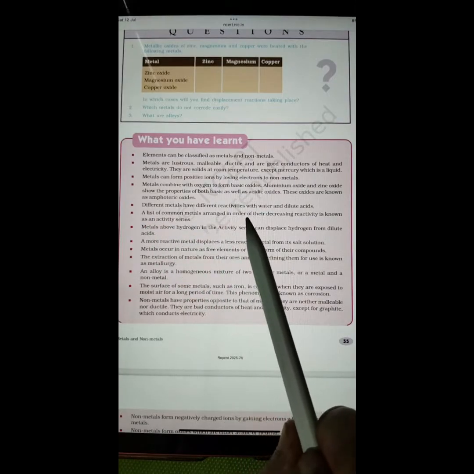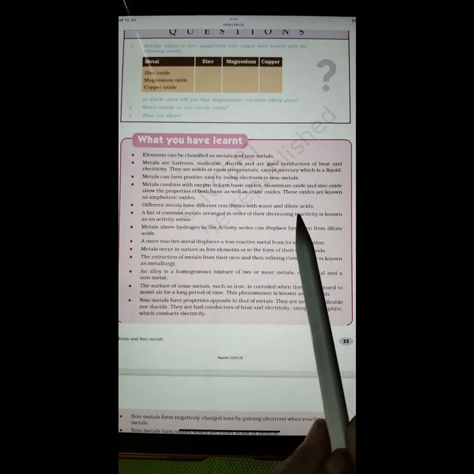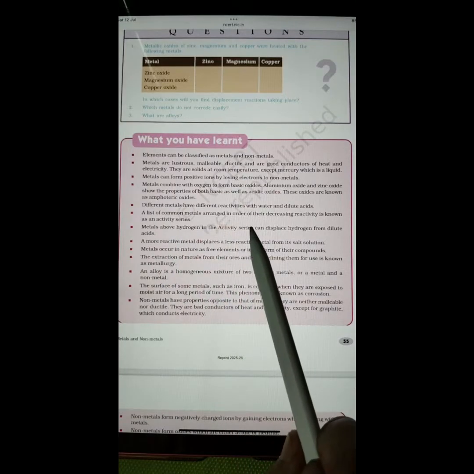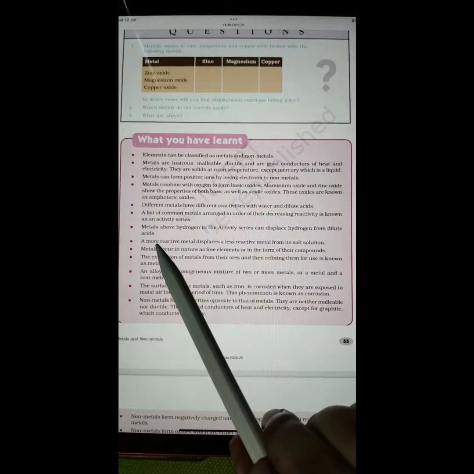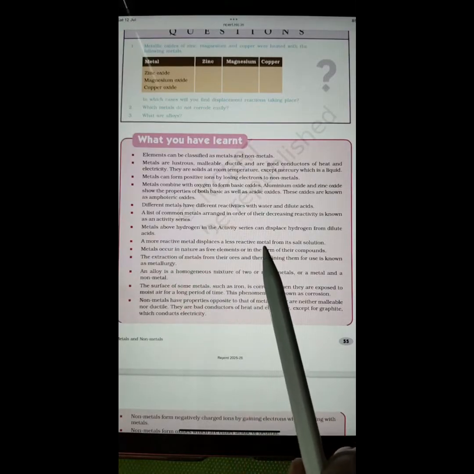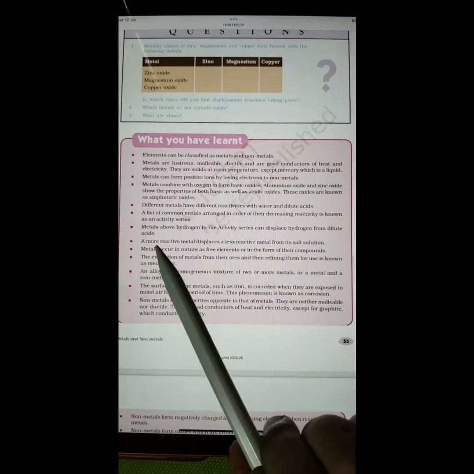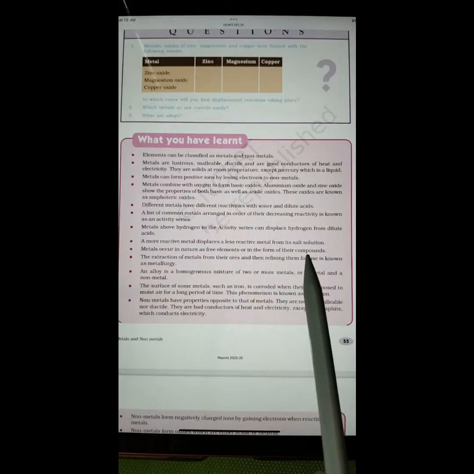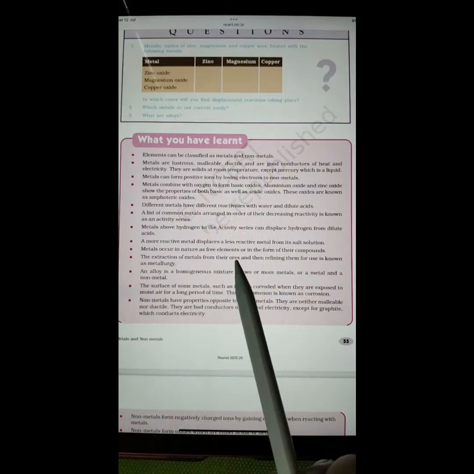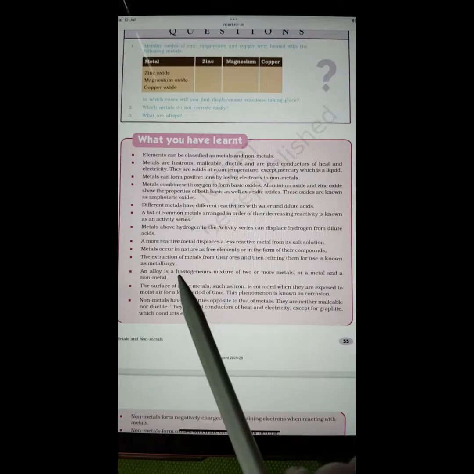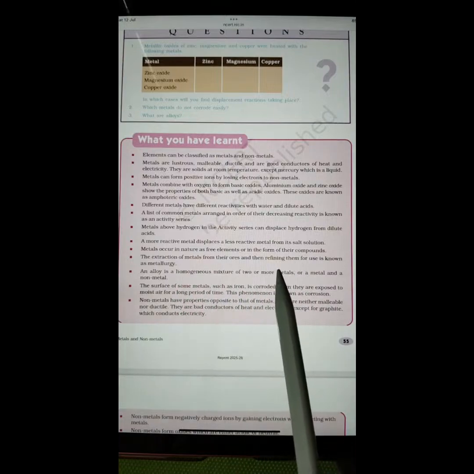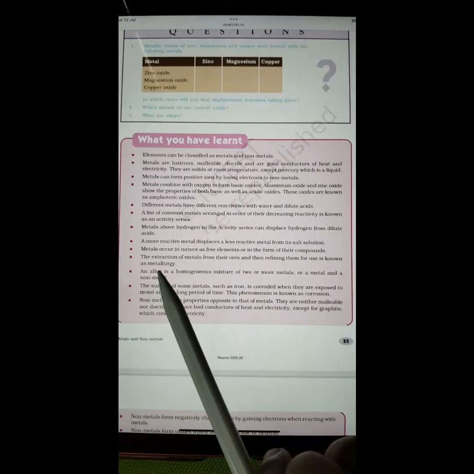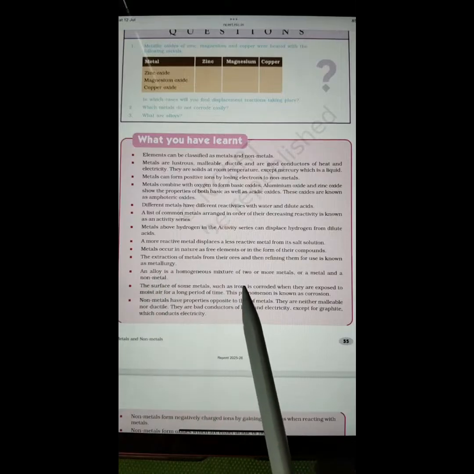Different metals have different reactivity with water and dilute acids. A list of common metals arranged in order of their reactivity is known as the activity series. Metals above hydrogen in the activity series can displace hydrogen from dilute acids. A more reactive metal displaces a less reactive metal from its salt solution. Metals occur in nature as free elements or in the form of their compounds. The extraction of metals from their ores and then refining them for use is called metallurgy. An alloy is a homogeneous mixture of two or more metals, or a metal and a non-metal.